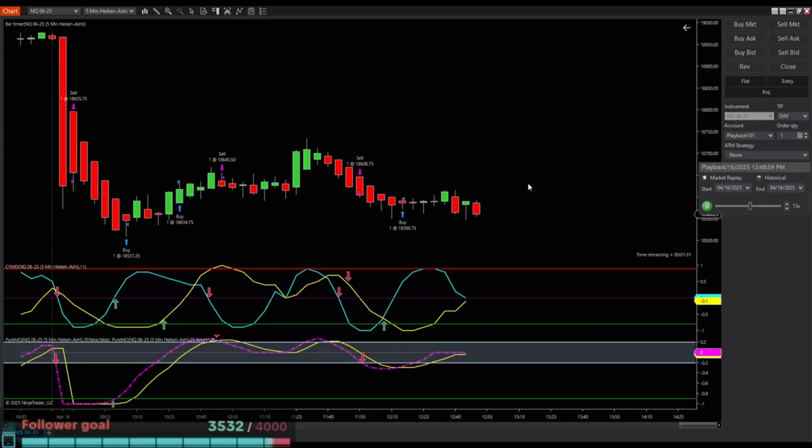Alrighty, guys, look what's happening right here. We've got PureMO going sideways. Can someone type in the comment bar what type of market condition PureMO is telling you that you're in when it goes sideways like this? Just drop it in the comment box. Chop, exactly. You're in chop.